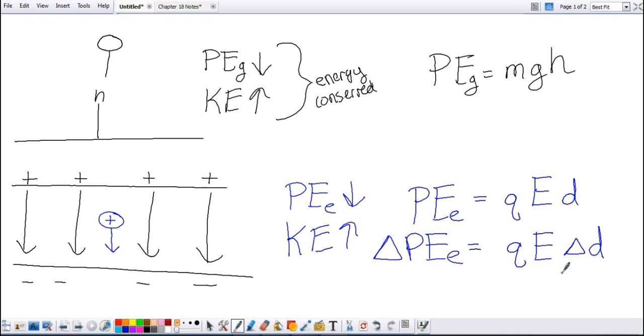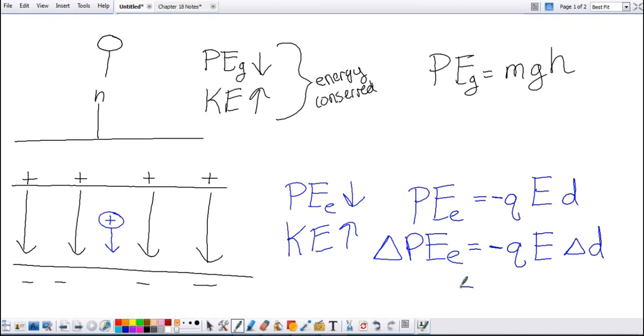Now, there is one big difference between these two, and that is that this gets a negative sign in front of it. The reason being, up here, gravitational potential energy is going to go down as the ball drops, and that's because the height is going to decrease. Down here, we need this potential energy to go down as the electric charge picks up its speed as it moves. So we need this negative in here because if we take a look at this, let's look at the positive charge.